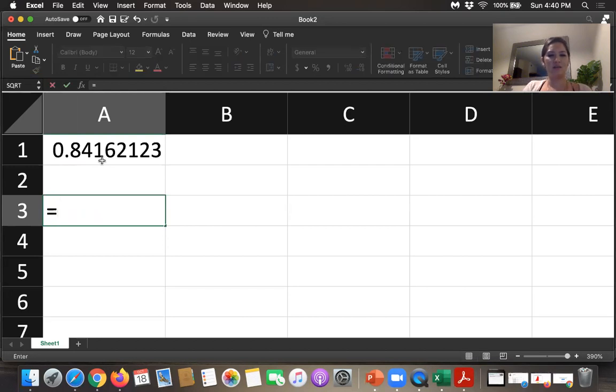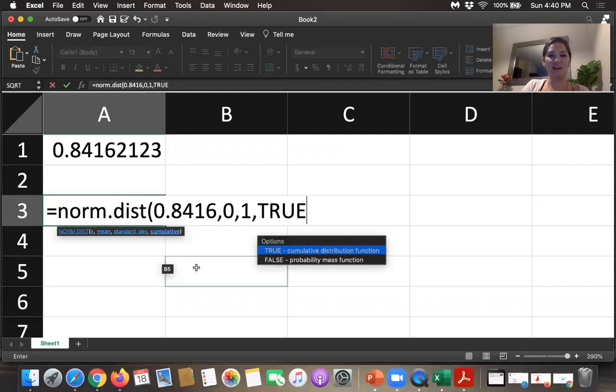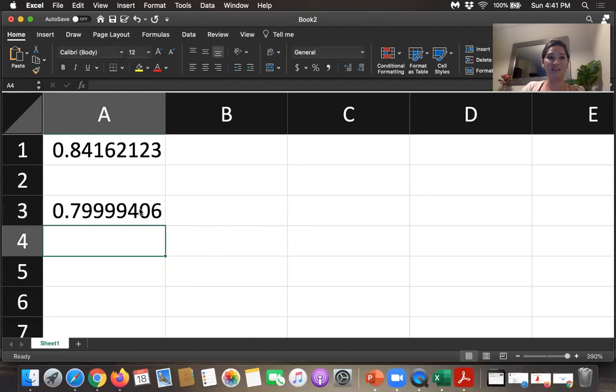Remember that was equals NORM.DIST for normal distribution. Let's say I want the area to the left of this number, 0.8416. If my mean is 0 and my standard deviation is 1, and yes, I want the cumulative area, so I type true, then if I've done everything correctly, this should give me that 80%. So this function gives us area close to 80%.